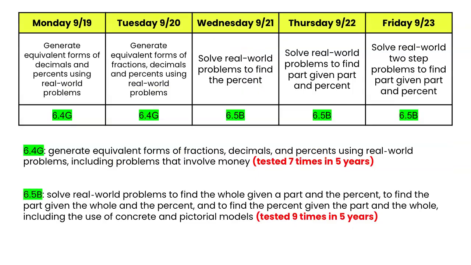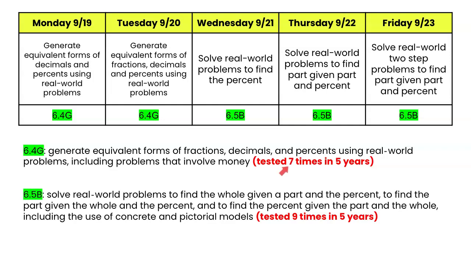So for the week of September the 19th, we're going to be finishing up our discussion of TEK 6.4G, which has students writing equivalent forms of fractions, decimals, and percents using real-world problems. And then we will begin our discussion about how to solve real-world problems several different ways involving percents and parts and wholes. On Monday and Tuesday, we'll finish up 4G, and then on Wednesday through Friday, we'll start 5B, and you'll continue that on into the week of September the 26th.